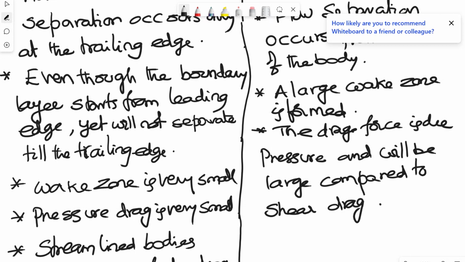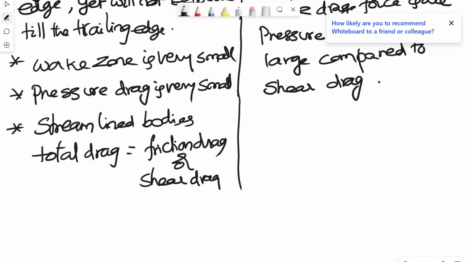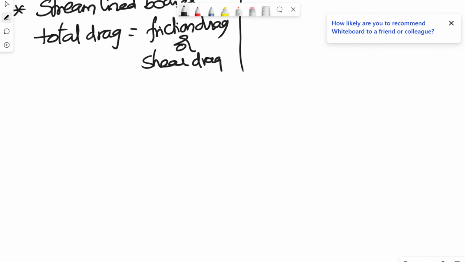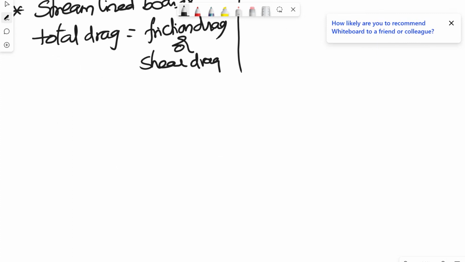So that is why we never try to keep a bluff body. We always make the shape of the body a streamlined body, so that there will be no pressure drag at all. It's only shear drag. Whereas in the case of a bluff body, the maximum pressure drag will be there, and its magnitude will always be much, much higher compared to the shear drag.